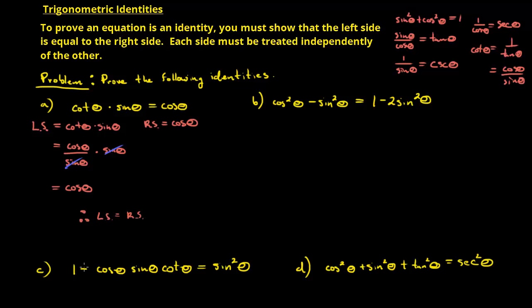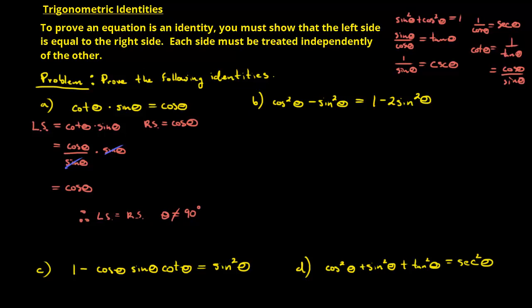Now, another important thing to note is that if theta was equal to 90 degrees, the cotan of theta would actually be undefined, but the right side is just 0. So this identity only holds when theta is not equal to 90 degrees. This is actually a restriction. This identity only holds when theta is not equal to 90 degrees.